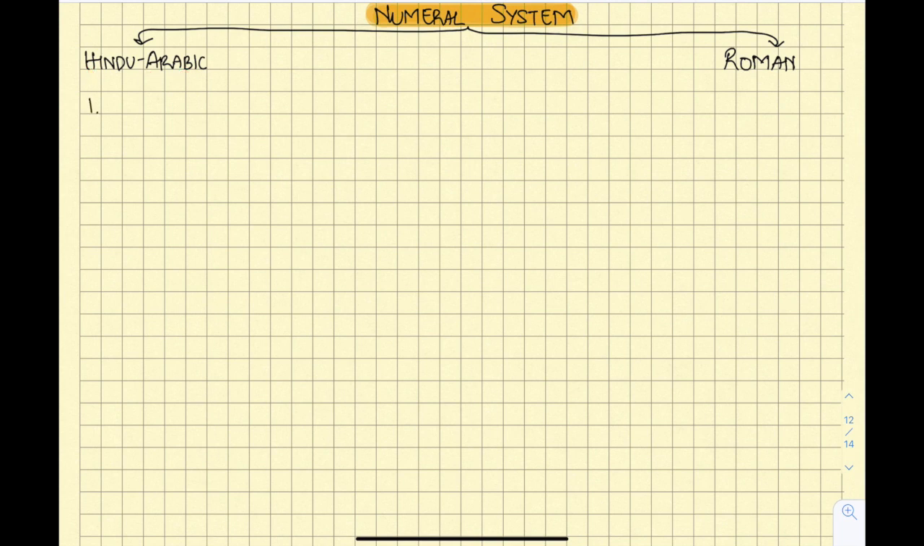The numbers which we use in our day-to-day life: 1, 2, 3, 4, 5, 6, 7, 8, 9 and 0. With the help of these digits, whatever numbers are formed, all of those are called Hindu-Arabic numbers.